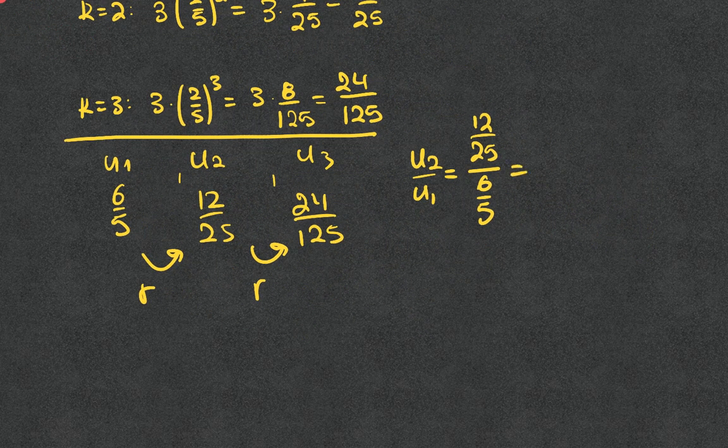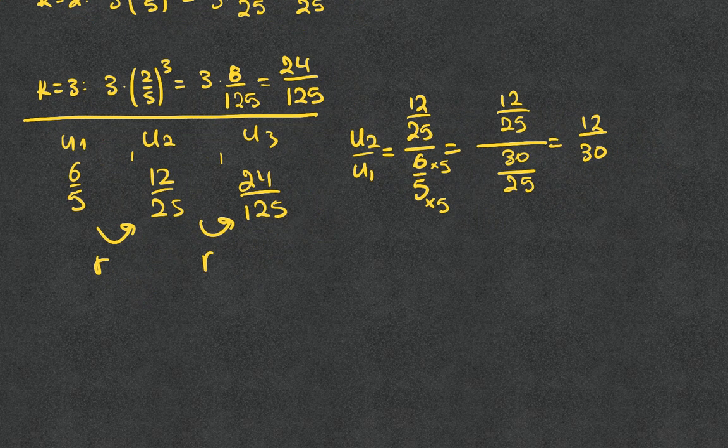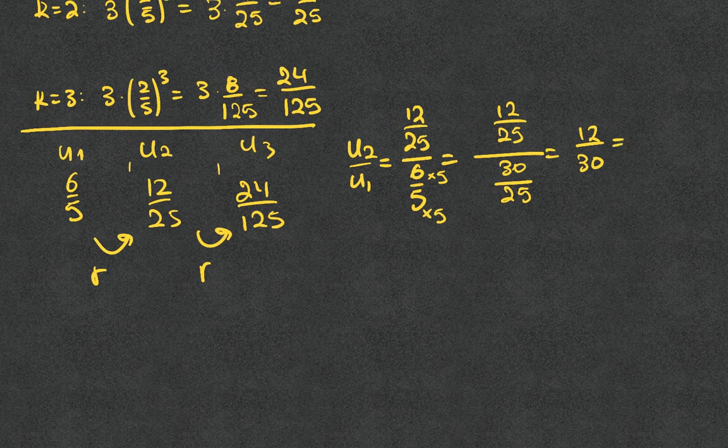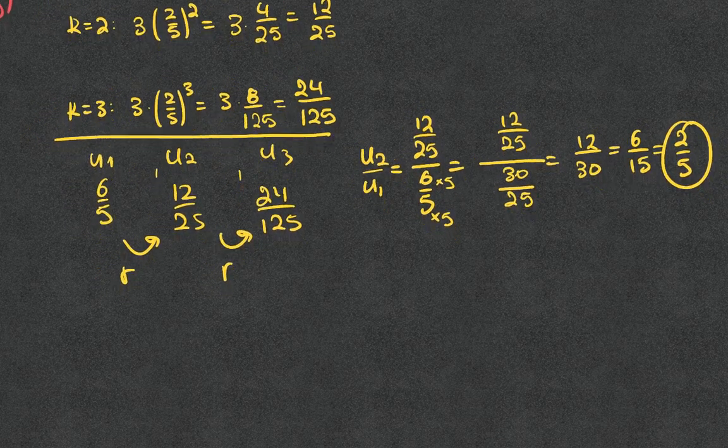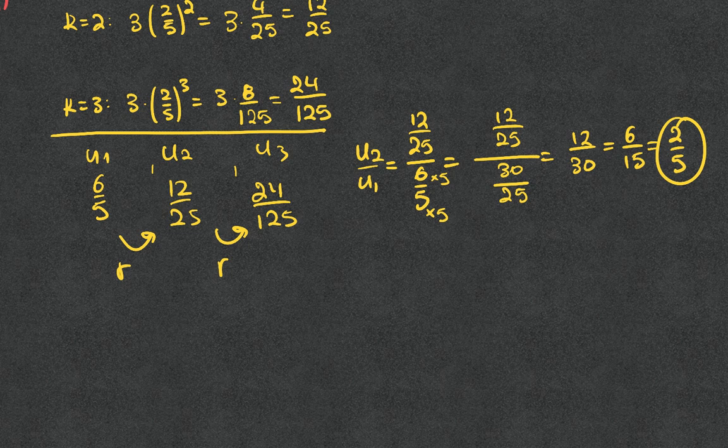Let's turn both into fractions over 25. That's going to stay as it is, 12 over 25. This one would become times 5 to become 25, and times 5, so that would become 30 over 25. The final answer is going to be 12 over 30, which is the same as 6 over 15, which is the same as 2 over 5. So that's the ratio. I don't know if you remember the question, but that 2 over 5 seems to be quite expected.